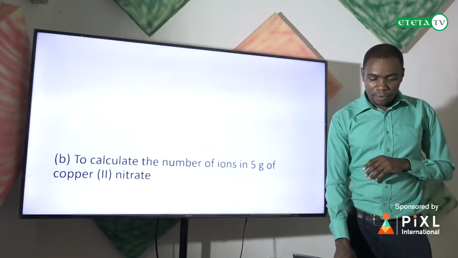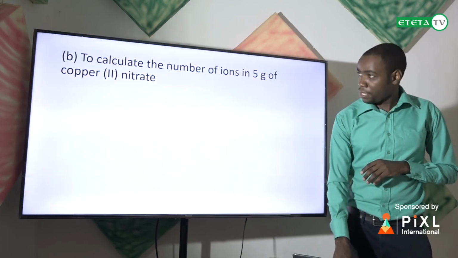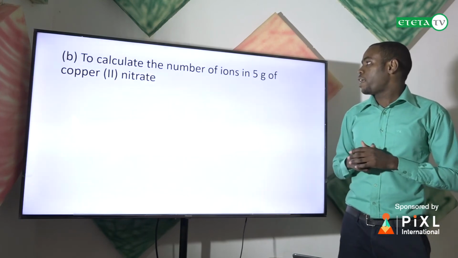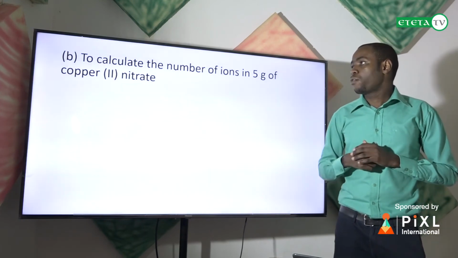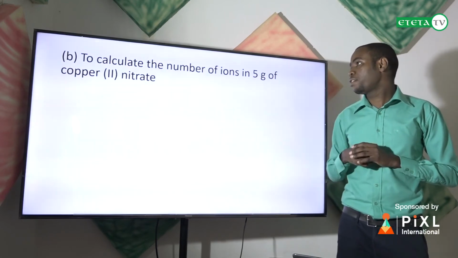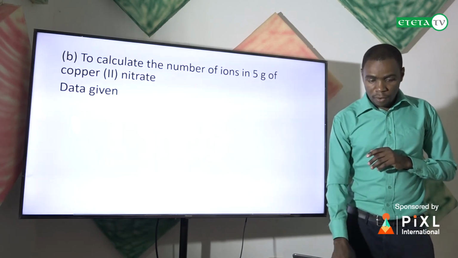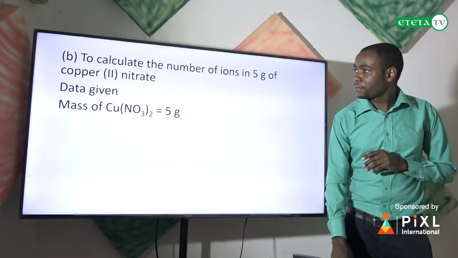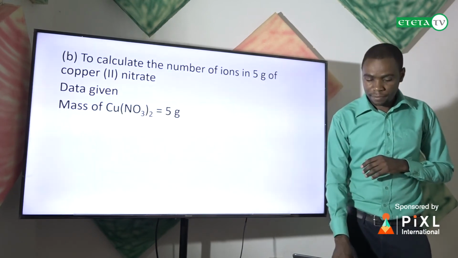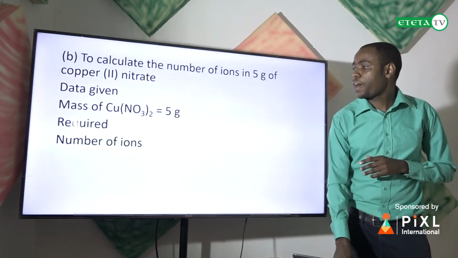After all this, now we are going to question B, which says calculate the number of ions in 5 gram of copper 2 nitrate. How possibly? Data given. Mass of copper nitrate is equal to 5 gram. Now, required here is the number of ions.